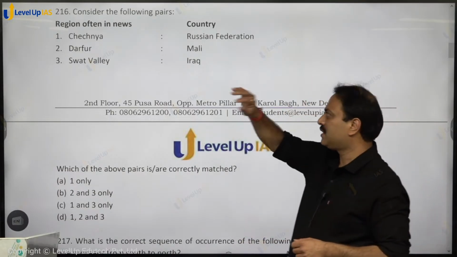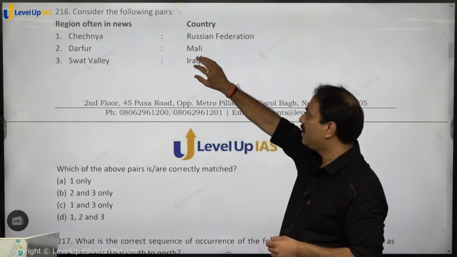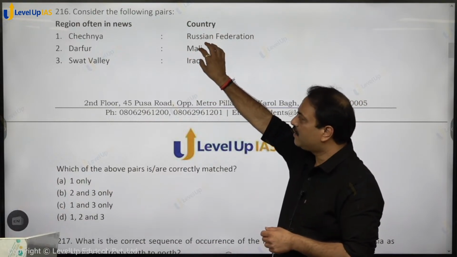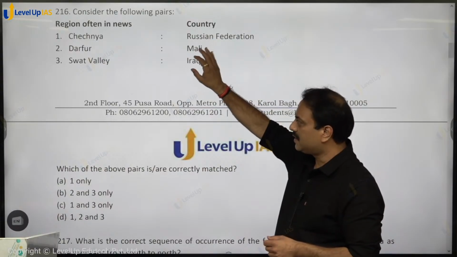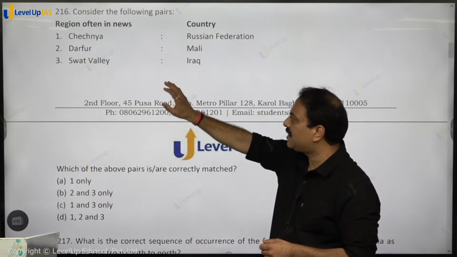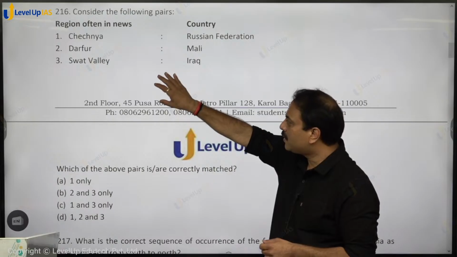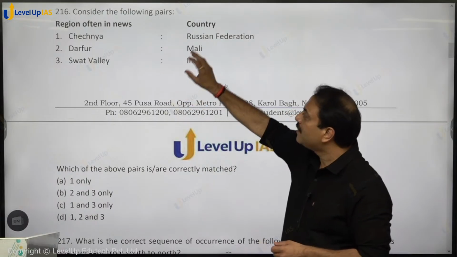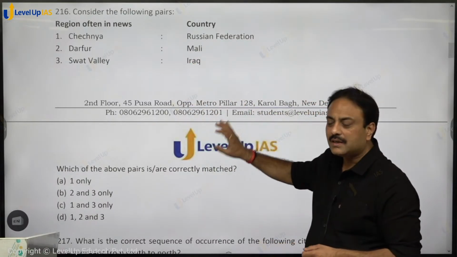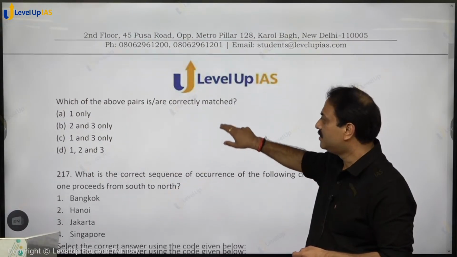Now Mali, see how UPSC is focusing over here. Mali, something or the other UPSC keeps on asking. Sudan, multiple times UPSC has asked something. How come UPSC has asked on Pakistan, that I don't know. Russian Federation, something will be asked.